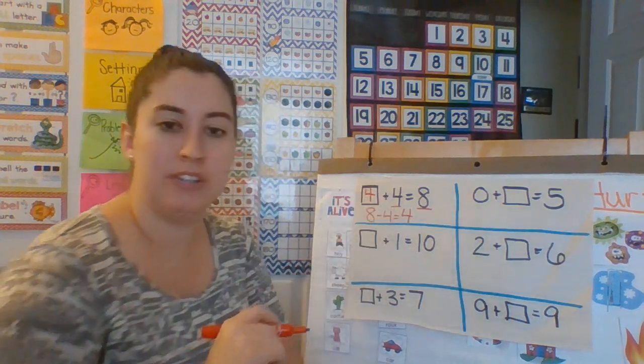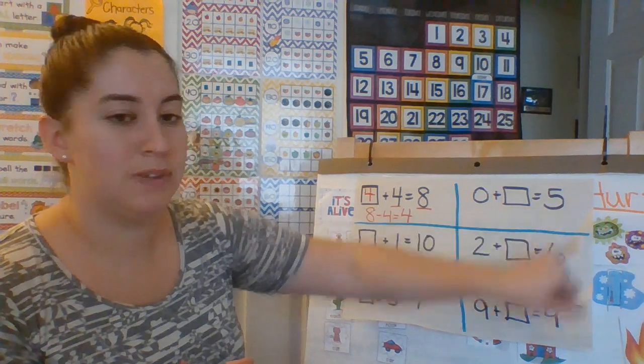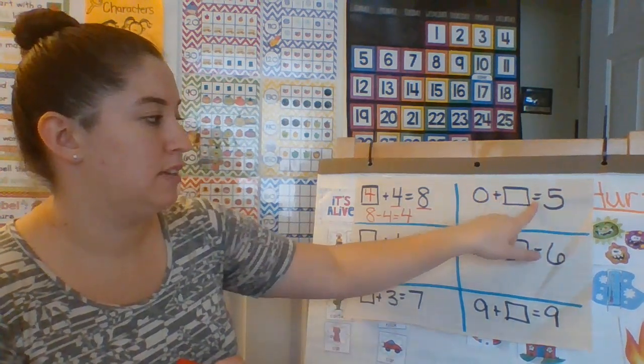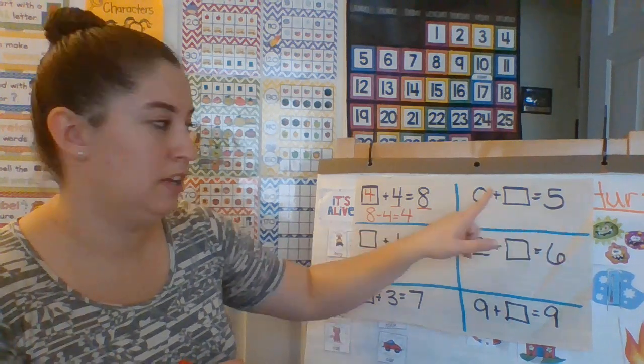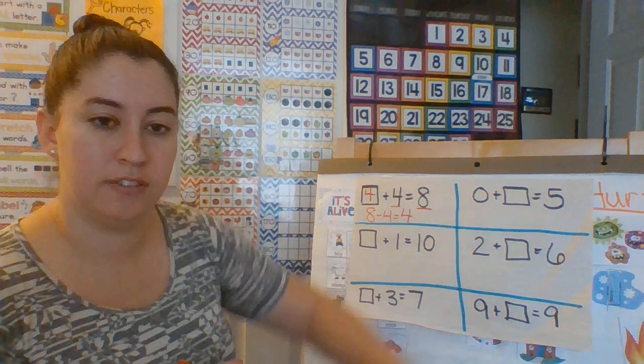We're going to do one more together, and then you're going to start doing them on your own. So here we go. Let's do this one together. 0 plus what equals 5?